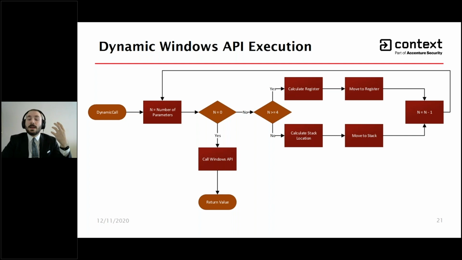Now, if the number of parameters is lower or equal to 4, that means we need to put the data into the registers for the shadow stack, in which case we first need to calculate which register is going to hold the data, so RCX, RDX, R8, or R9, and then move the data to the correct register. Then we decrement the number of parameters. Now, if we are on the 5th parameter onwards, instead of putting that into the shadow stack, we have to put it in the actual stack. In which case, we need to calculate the location in the stack, which is not very difficult because we have the total number of parameters. When we have this offset, we can just move the data to the correct location, decrement the number of parameters, and loop again until we hit 0, in which case we call the API.